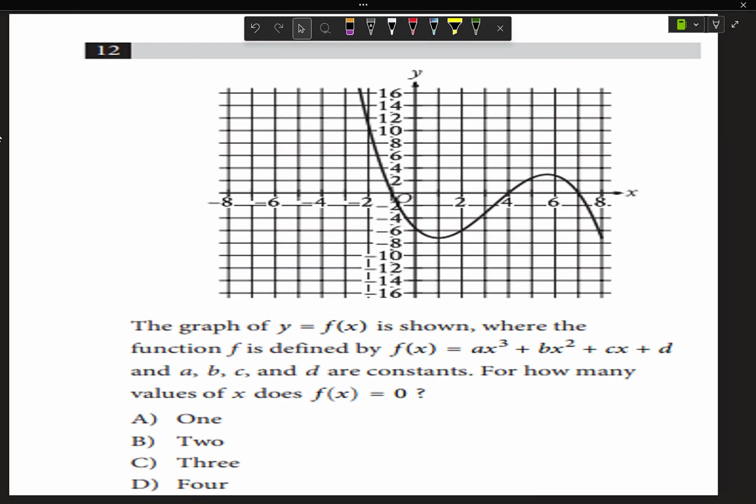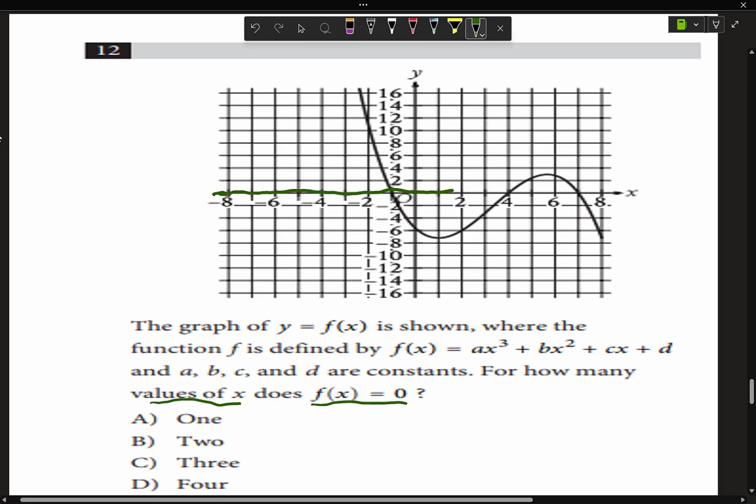Question 12, the graph of y equals f of x is shown where the function f is defined by f of x equals 8x to the third plus bx squared plus cx plus d, and b, c, and d are constants. For how many values of x does f of x equal 0? So we want to find how many values of x make this function equal to 0, or in other words, where is the y value equal to 0?